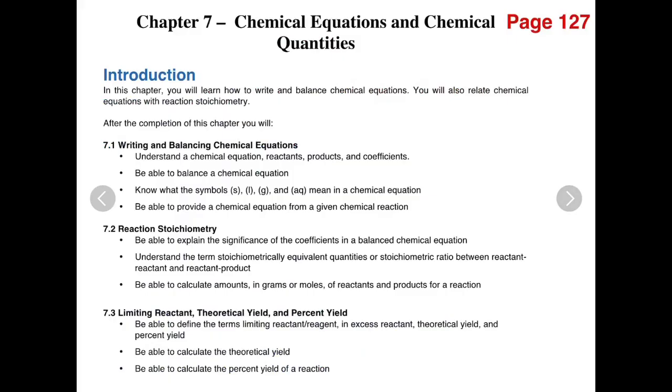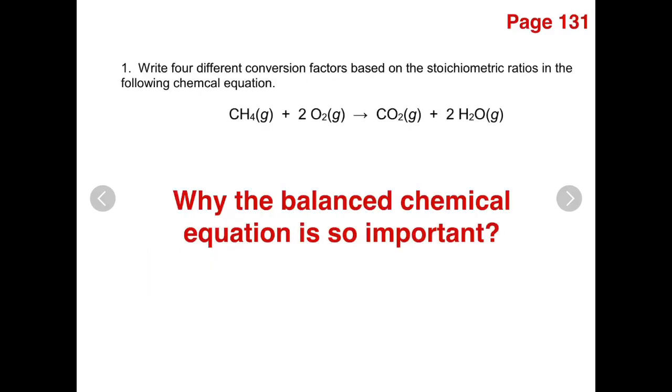So pretty much in the previous video, we learned how to write a chemical equation and also how to balance the chemical equation. So in this chapter, we are going to use those balanced chemical equations to help us do some calculations, which is going to involve reaction stoichiometry, which is the relationship between reactant and the product. Let's take a look at the example on page 131.